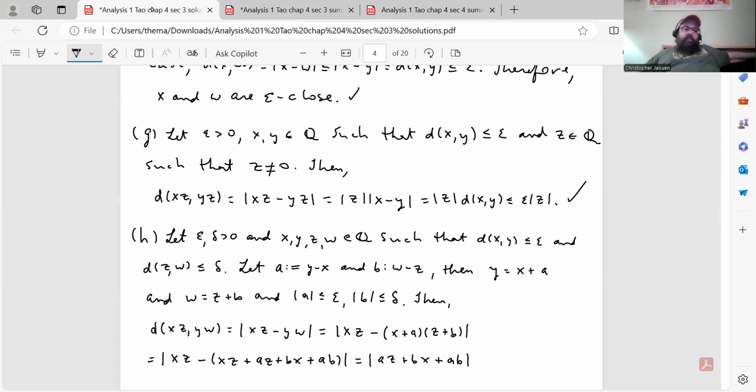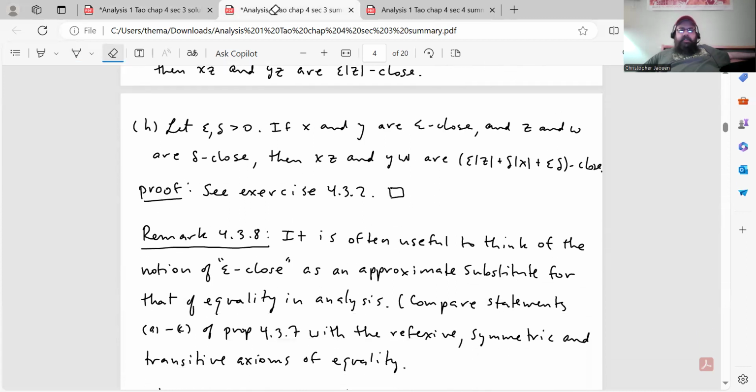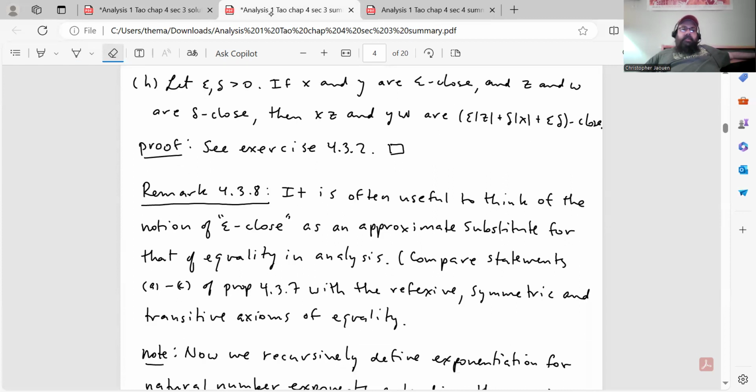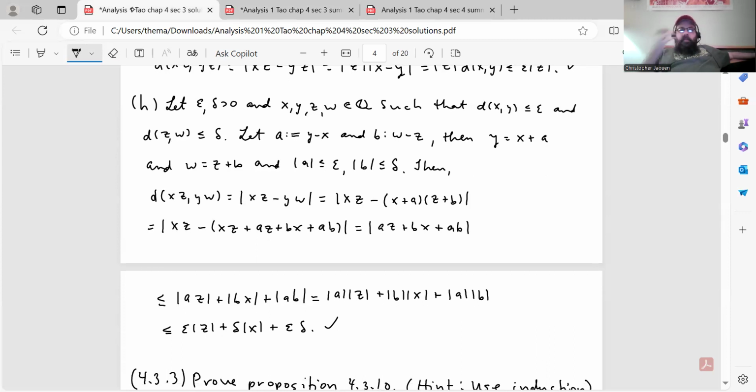Right, and then lastly, for part H, he actually proves this in the book, but I'll show you his proof. Part H says, let epsilon, delta greater than 0. If x and y are epsilon close and z and w are delta close, then xz and yw are epsilon times absolute value of z plus delta times absolute value of x plus epsilon delta close. So let me show you his proof, because he does it actually in the book, but I didn't write it over in my notes. I wanted to have everything here together in one place.